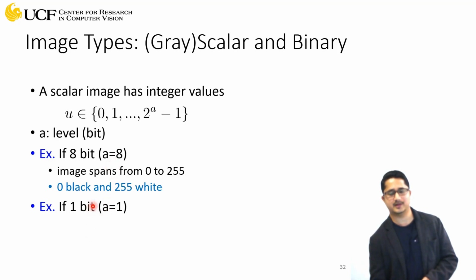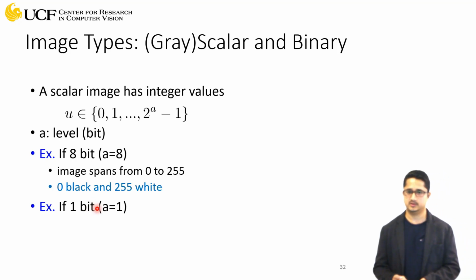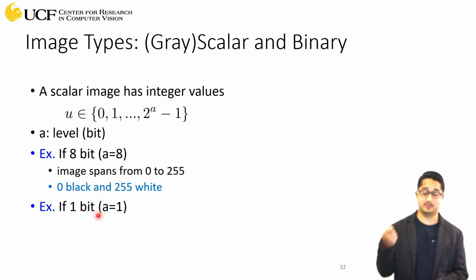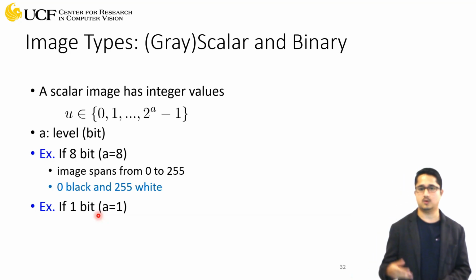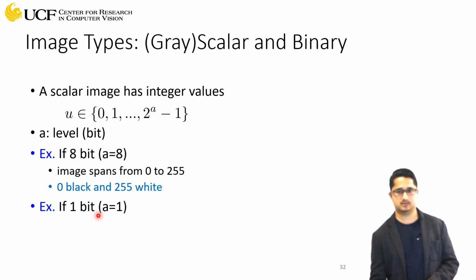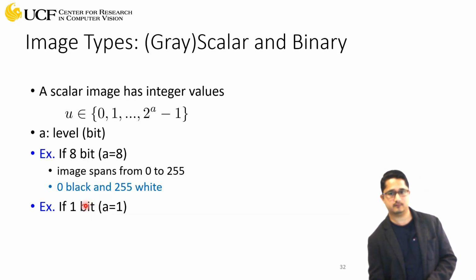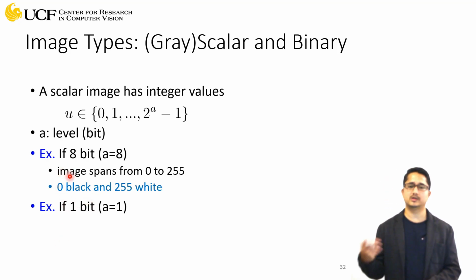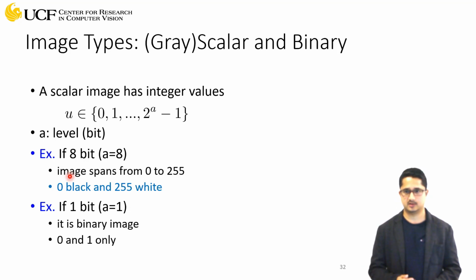The second is, let's say A is equal to 1. This is called a 1-bit image. If we use A equal to 1 in this particular equation, then the only possible values will be 0 and 1, which means the pixels in that image will be either 0 or 1. So it's a binary image because you only have 2 values. If you have a bit level of 1, that's called a binary image. And if you have a bit level which is more than 1, it's a grayscale image, because then you have more details about each pixel.